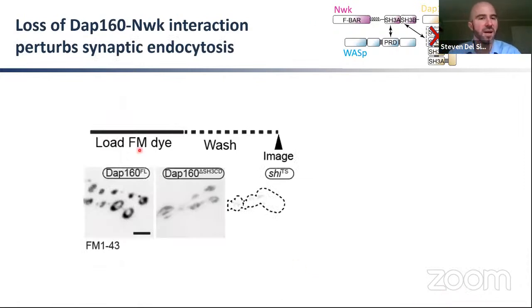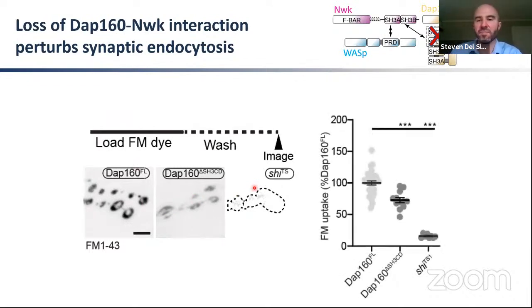And so to test that, I looked at membrane uptake and recycling at the synapse using FM dye labeling. So I just stimulated exocytosis and loaded FM dye, and then asked how much dye got loaded as a measure of internalization. With the full-length rescues, which are the same experimental conditions as the previous experiment, we see normal uptake. We see significantly lower membrane uptake with our domain mutant that blocks interaction between DAP160 and Nervous Wreck.